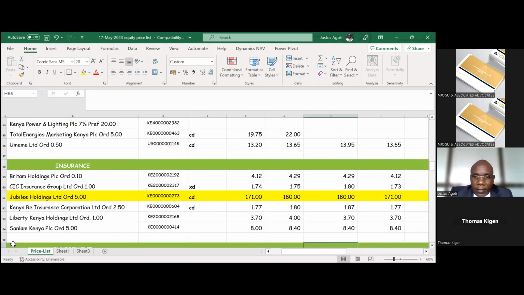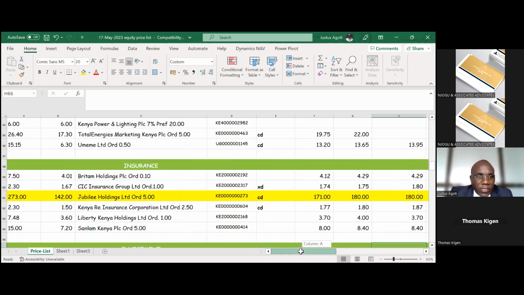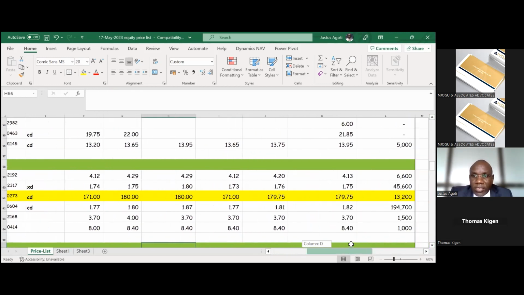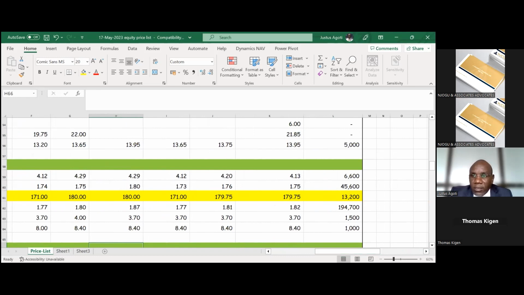If you check the highest price it has traded at, you can see and compare, right? And you can go down there and check. So which is the lowest price this company has traded at? And then you check what dividend it announced.